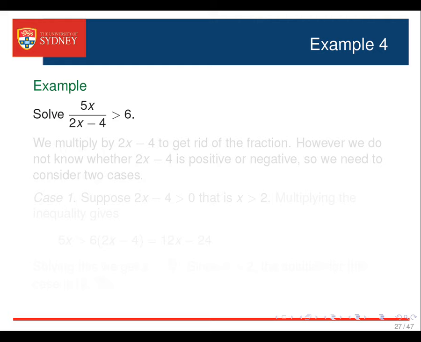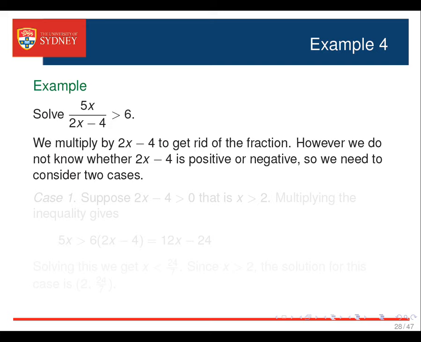Now let's try to solve 5x over 2x minus 4 is greater than 6. Since we have a fraction in this inequality, we can multiply by the denominator to get rid of it. However, the denominator here is 2x minus 4, and we do not know whether this is positive or negative. So we will consider both cases.